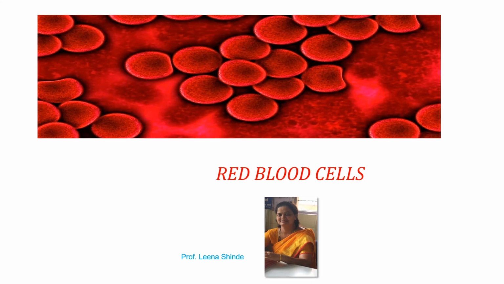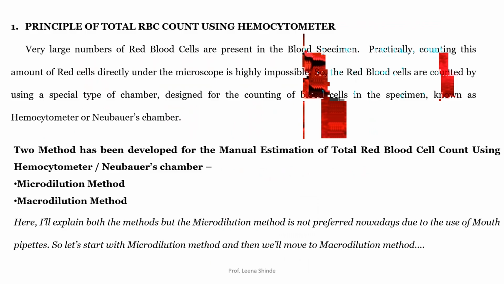Hello students. Today we will see the total red blood cell count. Total RBC count is done using a hemocytometer because a very large number of RBCs are present in our blood, and practically counting this amount of red blood cells directly under the microscope is highly impossible. So RBCs are counted by using a special type of chamber known as a hemocytometer or Neubauer chamber.